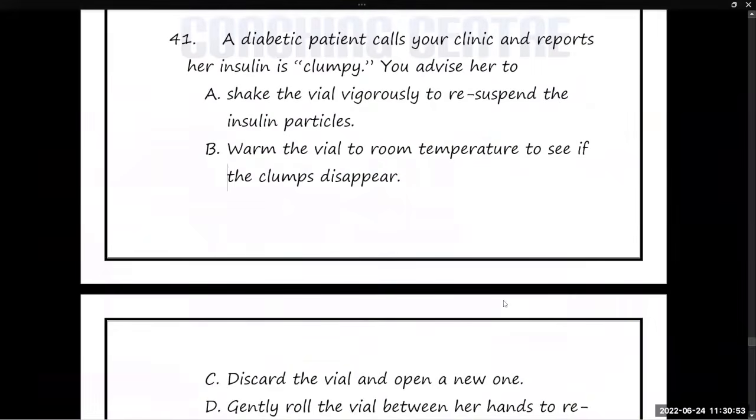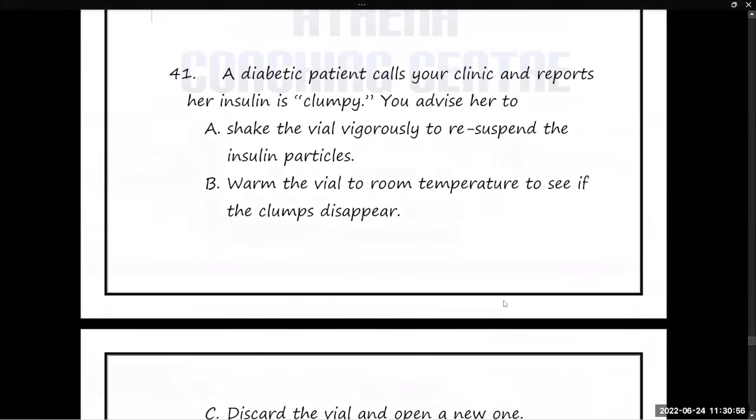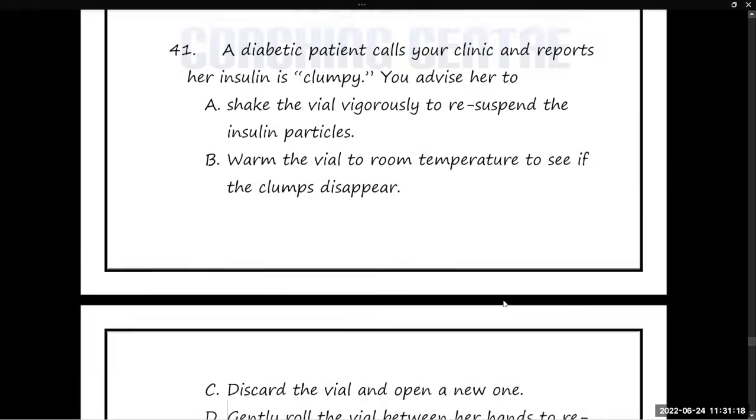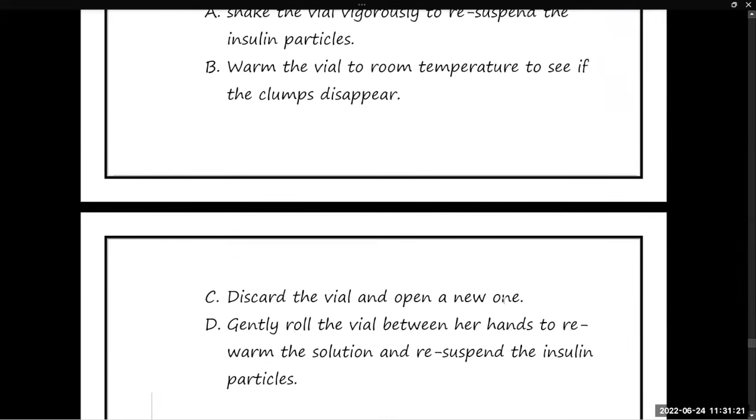Next question number 41. A diabetic patient calls your clinic and reports her insulin is clumpy. You advise her to: first, shake the vial vigorously to resuspend the insulin particles; second, warm the vial to room temperature to see if the clumps disappear; third, discard the vial and open a new one; or gently roll the vial between her hands to rewarm the solution and resuspend the insulin particles.